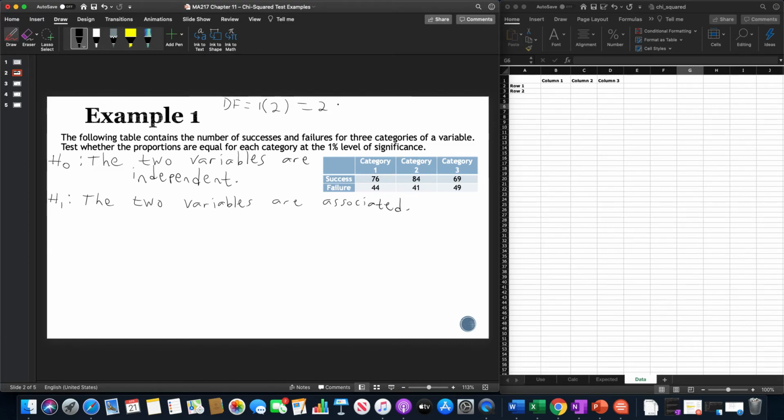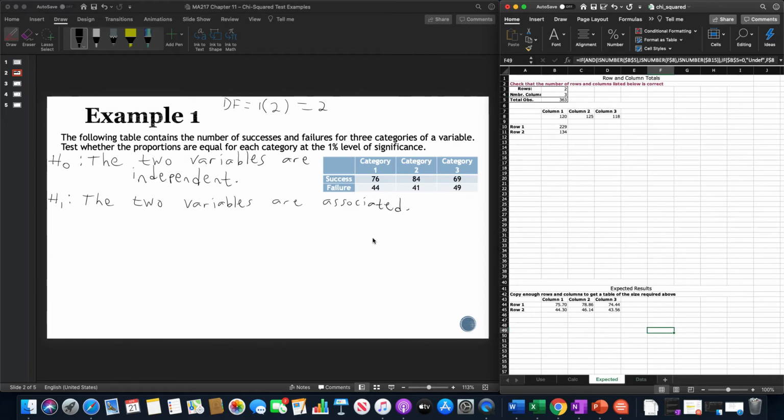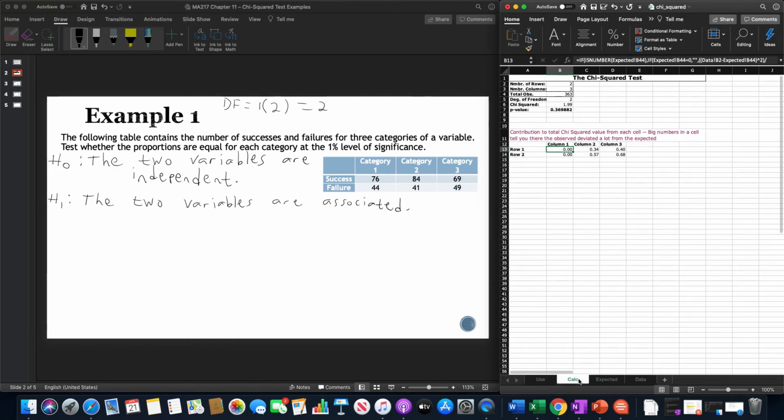But let me very quickly enter this data into my template here on the right. So we have a 76, 84, 69, 44, 41, and 49. In the expected tab, we have these column totals, the expected results. The part that we care for this test would be, we have a degree of freedom here of 2, which we already said. The chi-squared test statistic is 1.99.